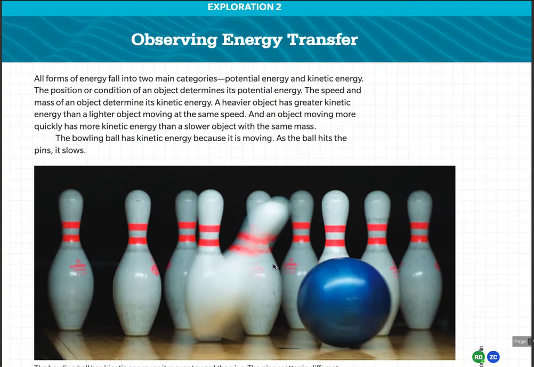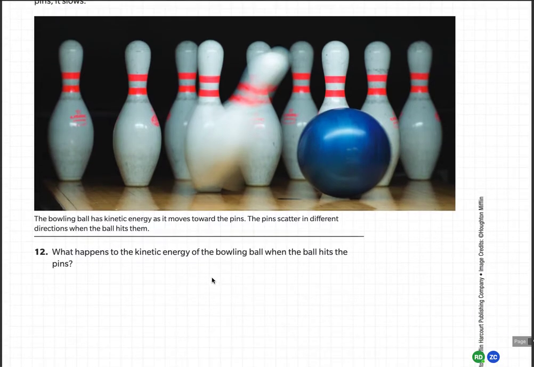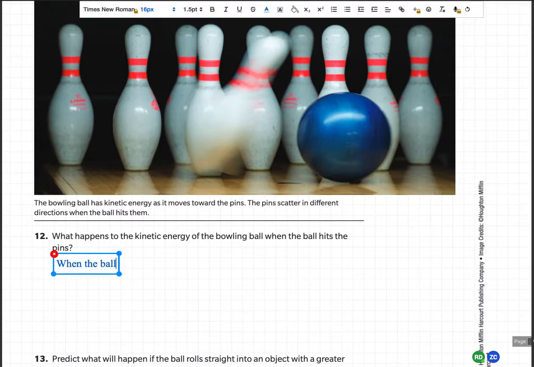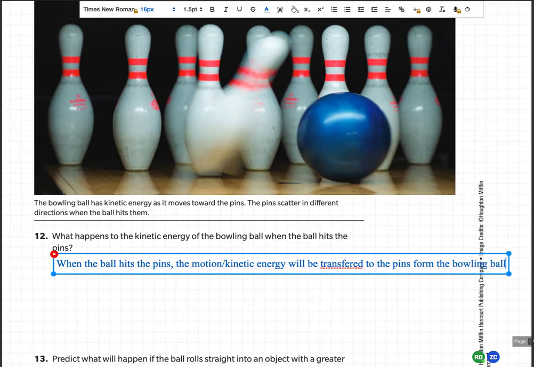Okay, exploration 2 now. Observing energy transfer. This exploration is about how energy transfers from one thing to the next. So 12 says, what happens to the kinetic energy of the bowling ball when the ball hits the pins? These ones I'll probably go through a little bit faster than the first exploration. So when the ball hits the pins, the motion, kinetic energy will be transferred to the pins from the bowling ball.